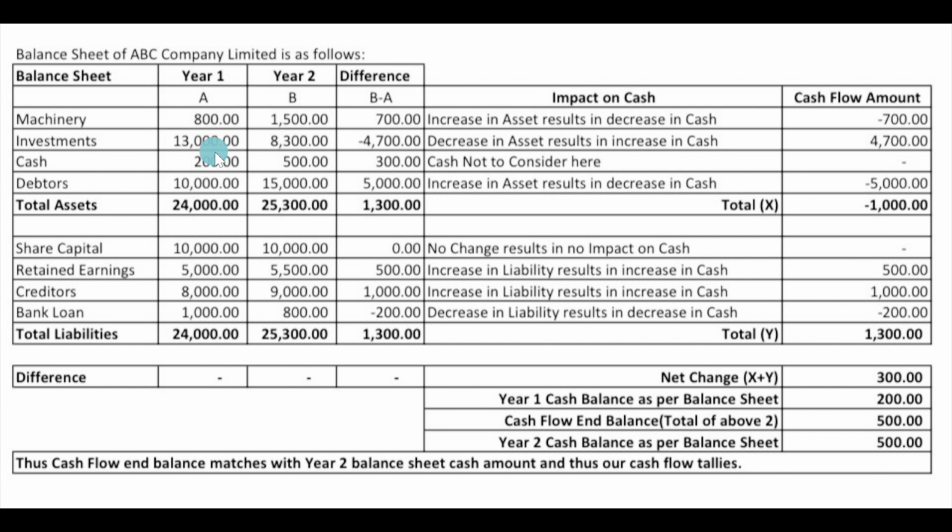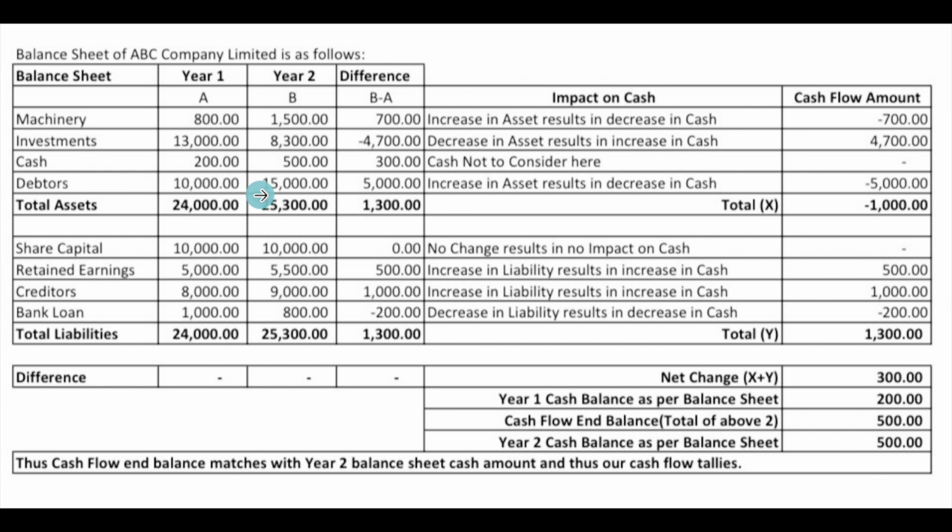Second item is investment, which is 13,000 in year 1 and 8,300 in year 2. So B minus A is minus 4,700. The decrease in asset results in increase in cash, and hence 4,700 is cash flow amount. Cash year 1 is 200 and year 2 is 500. Difference is 300. Now cash not to consider here, we will consider it separately. So here it is dash.